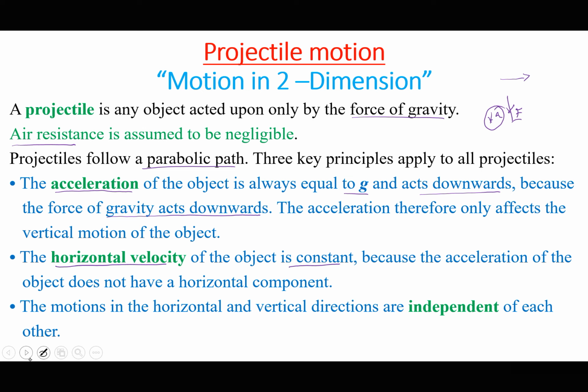The acceleration is going to be equal to g, or acceleration due to gravity, 9.81 m/s², if air resistance is negligible. And because gravity acts vertically downwards, the acceleration is vertically downwards, so the acceleration is only going to affect the motion of the particle in the vertical rather than in the horizontal. So these are going to be very important when we are considering motion in two dimensions.